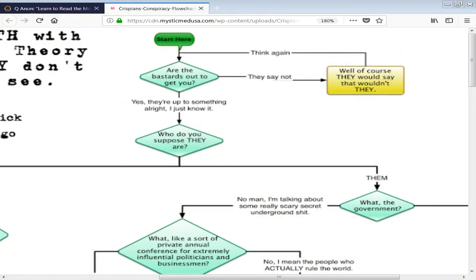So here's the first one up here. Are the bastards out to get you? If you say no, well, of course they would say they wouldn't. Then you have to go back again and try again, see how it's just an endless loop. Because of course they're out to get you. They wouldn't even be here if they weren't out to get you. So let's go ahead and say yes. Yes, they're up to something, I just don't know. And then the question asks, who do you suppose they are?